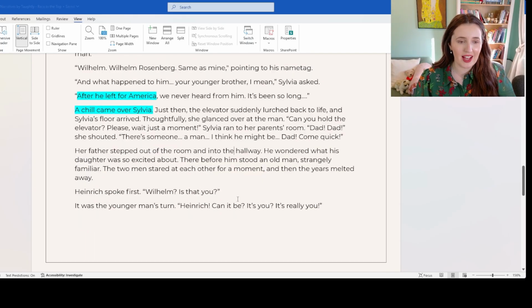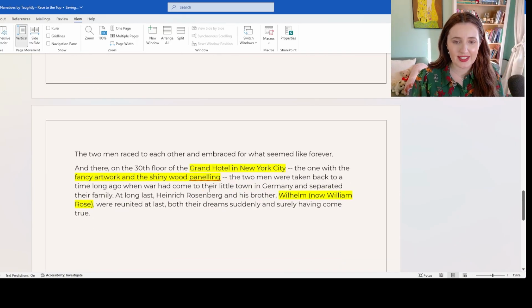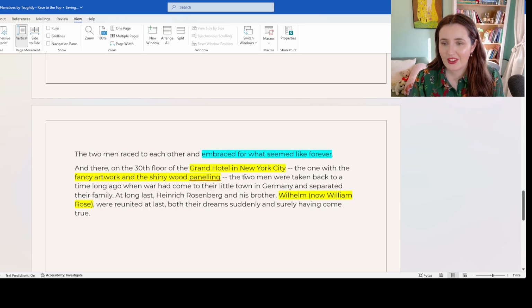Now we get to our climax of the story, and this is the two men finally meeting each other and this reunion outside of the elevator, where it says the two men stared at each other for a moment and all the years melted away. And then this builds up to this lovely circular structure and a resolution that they embraced each other for what seemed like forever, and then back to the similar words and similar descriptions of the opening.